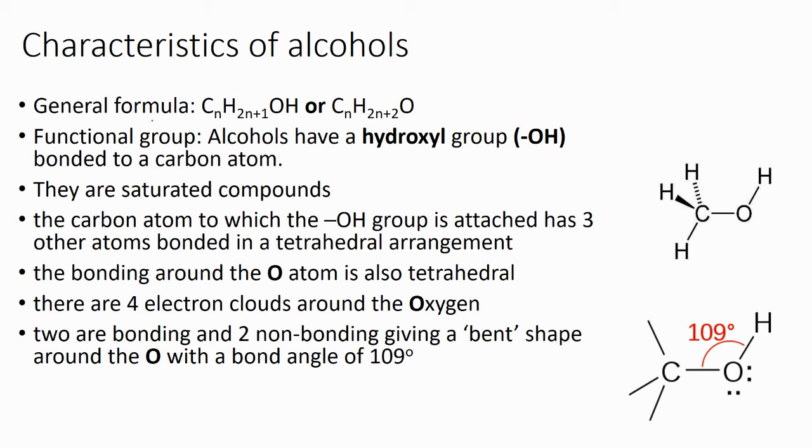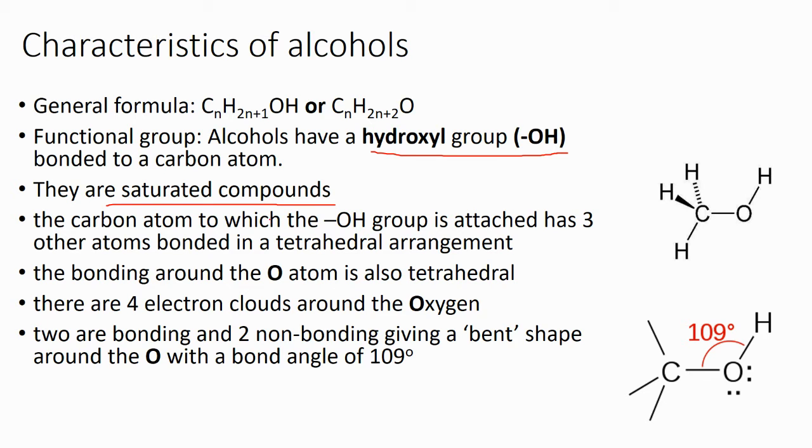Alcohols have the general formula CnH2n+1OH. They are saturated molecules. Another way of writing that would be CnH2n+2O. Functional group. Alcohols have a hydroxyl group bonded to a carbon atom. They are saturated compounds with no carbon-carbon double bonds.